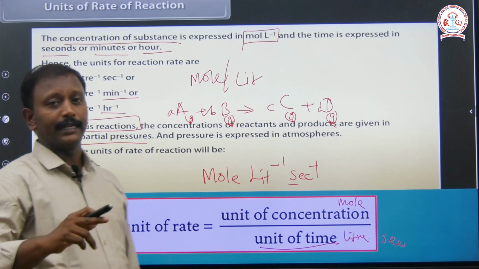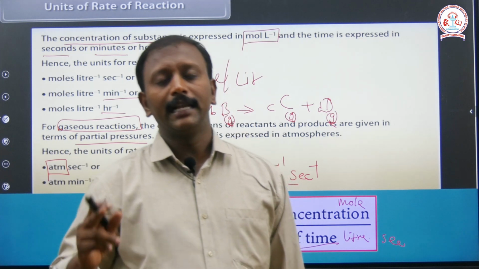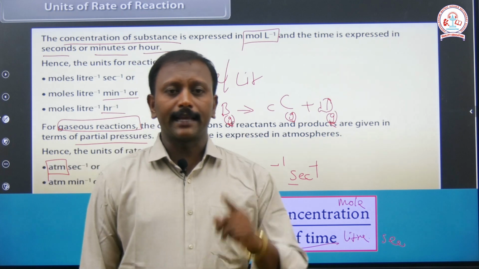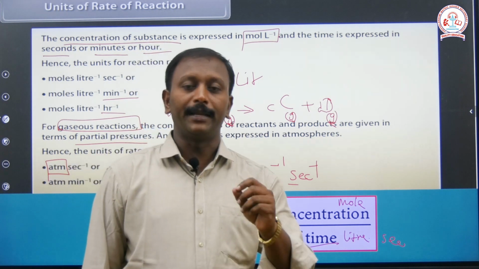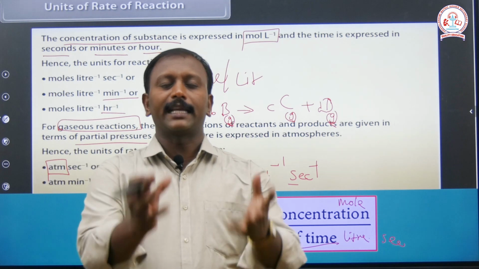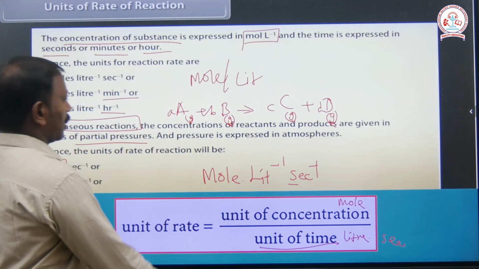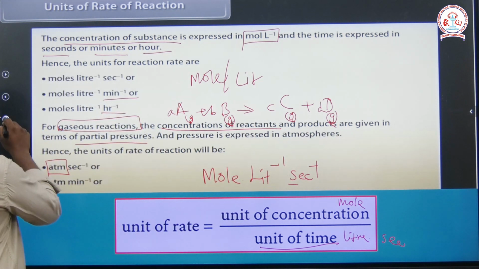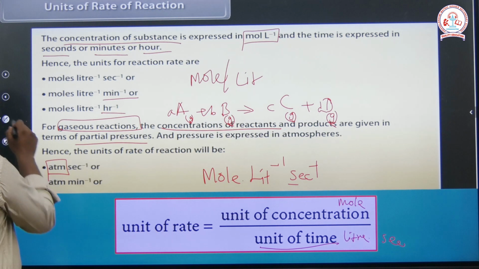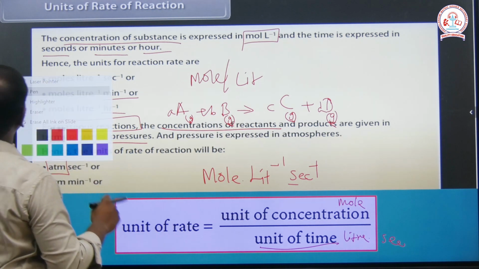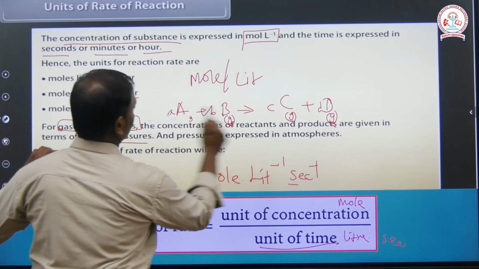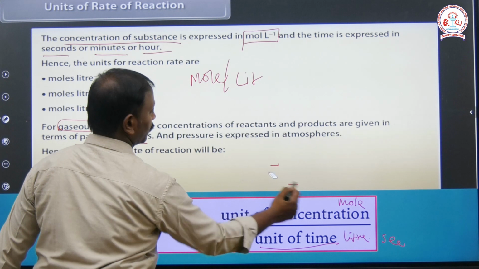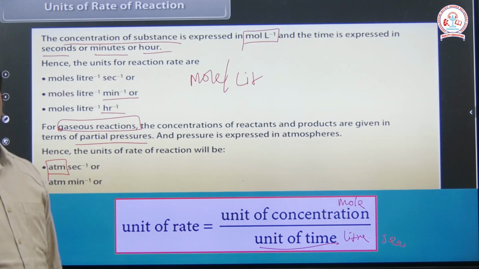Last year we studied Kp and Kc in the chemical equilibrium lesson. Kc is the molar equilibrium constant, and Kp is the partial pressure constant. If we are taking gaseous reactions, we take partial pressure. So the concentrations of the reactants and products are given in terms of partial pressure. Okay, listen, students. The unit of the rate of the reaction is mole liter inverse second inverse.